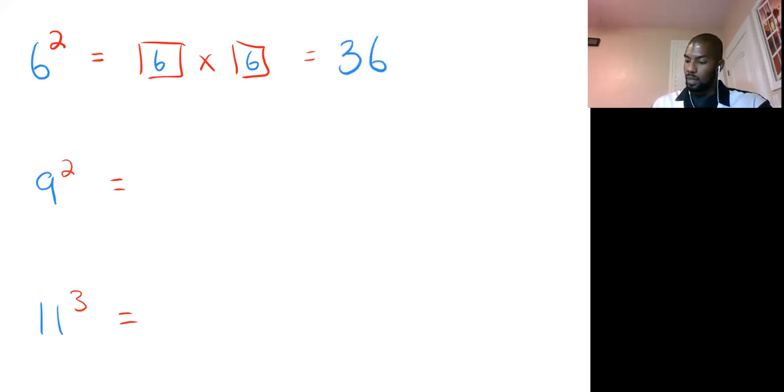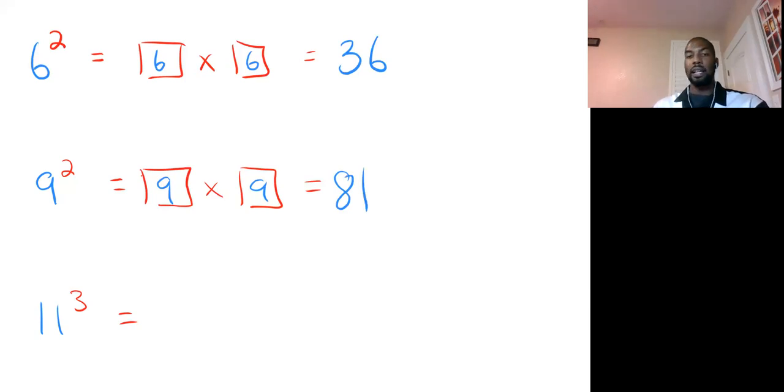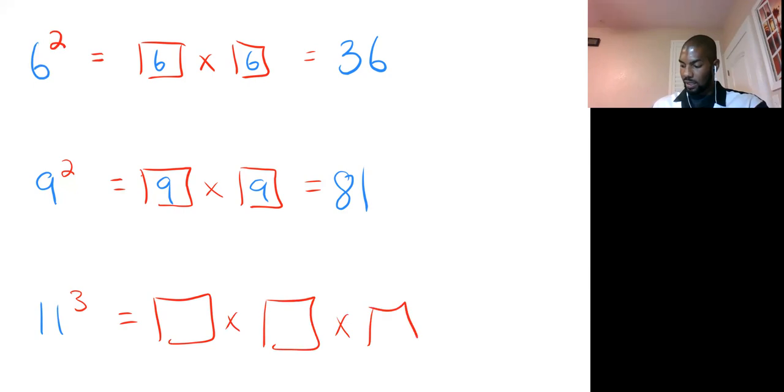That's it. 9 squared, I have 2 squares. I put a 9 in each of them. 9 times 9 is 81. The 81 is the second power of 9. And then finally, I have 3 boxes for 11 because it says to the third power. I'm going to put an 11 in each of these boxes. So 11 times 11 is 121. I know that just because I've done it so many times.